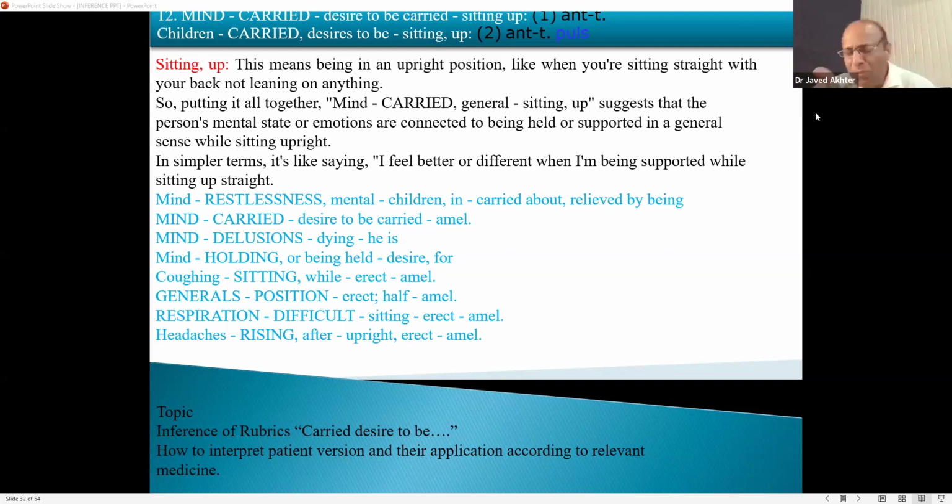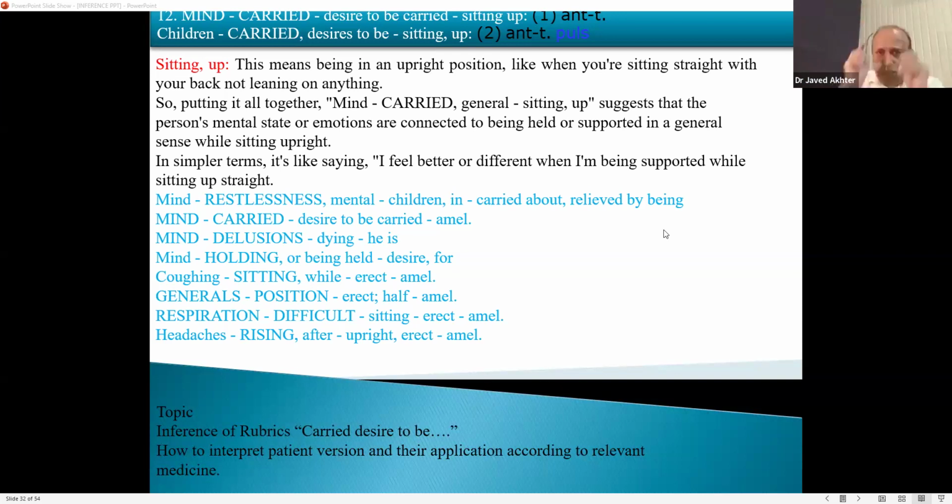And why Antimonium tartaricum? You might have seen that Antimonium tartaricum, when lying down, has more cough, and he is always better sitting. In the sitting condition he will feel better. When he lies down, it becomes a problem, and he says, please hold me in a sitting position. So this patient, especially Antimonium tartaricum, has breathing problems and cough, and when he lies down he has trouble. Therefore this patient says, carried desire to be carried, relieved by sitting up.